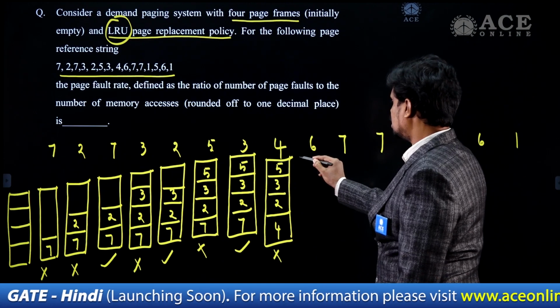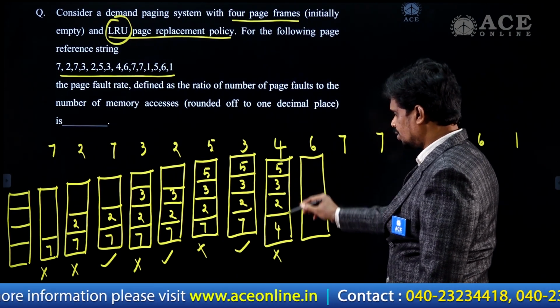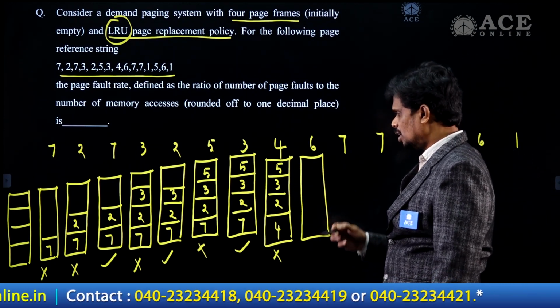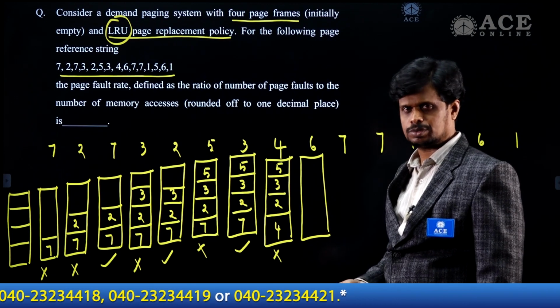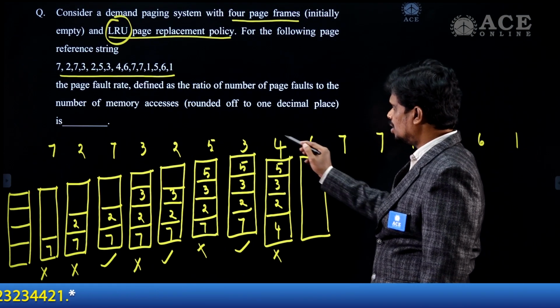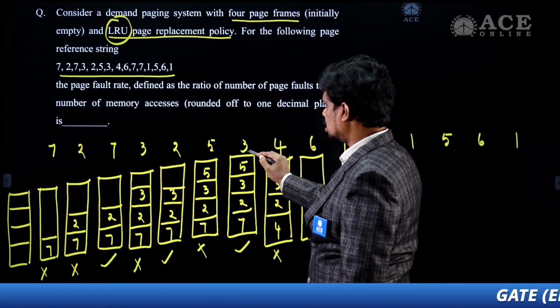Now the CPU is willing to access page 6, but page 6 is also not part of the current main memory. Then among these 4, 2, 3, 5, one page we must select for replacement. So among the 4, 2, 3, 5, if we verify, 4 is the most recently used. After 4, the next most recently used is 3.